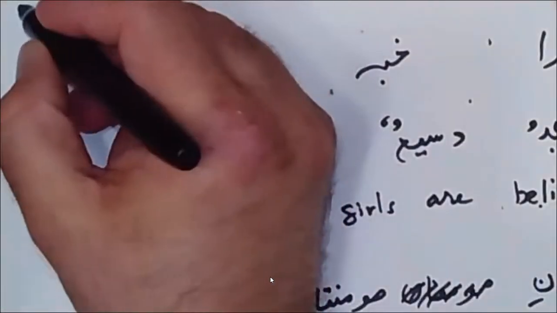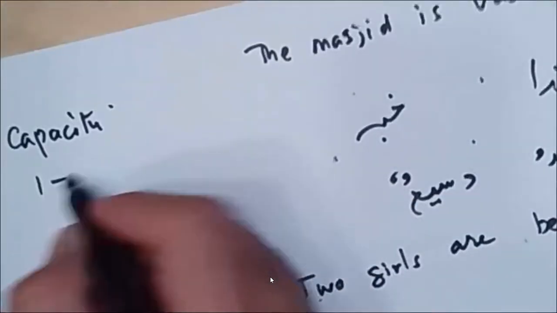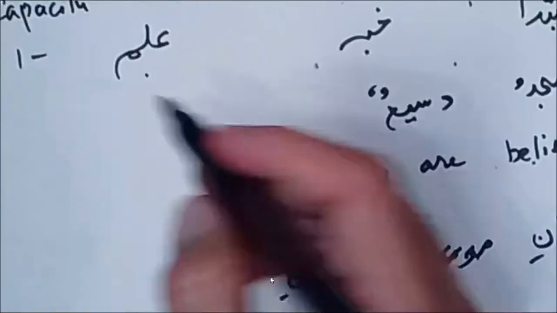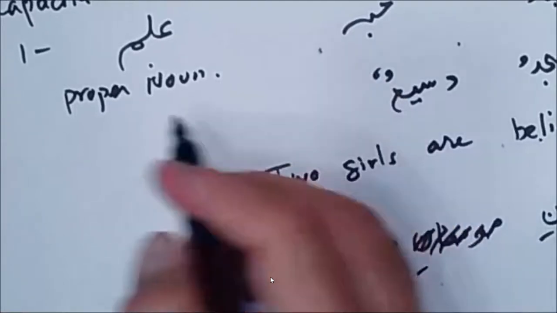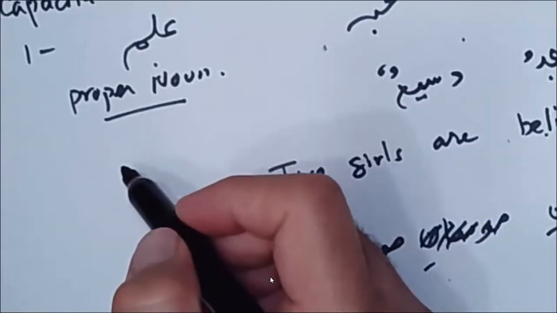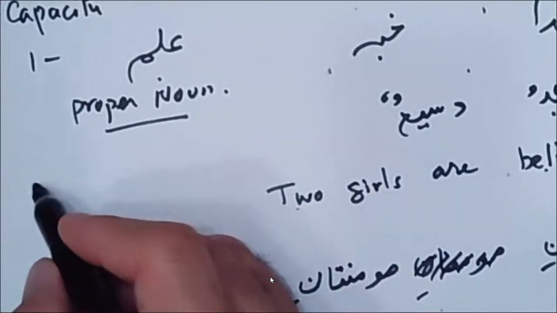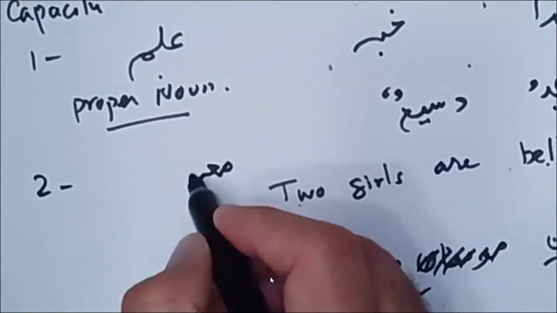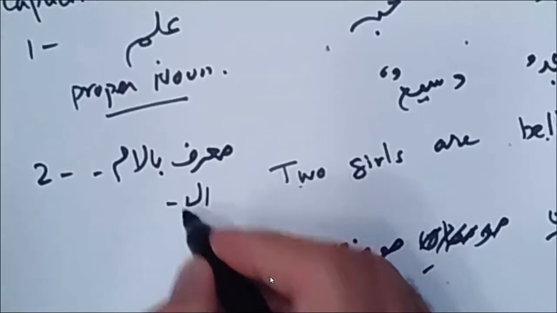Jazakumullah khair. Okay. So now let's quickly visit something here. In capacity, we had something, the category was alam. Remember? Alam was the proper noun. So we did a lot of examples of that, correct? Yes. We made a lot of sentences with proper nouns. Another category was mu'arraf bil lam, where we added the al. Remember that part? So we did this category and we did this category.